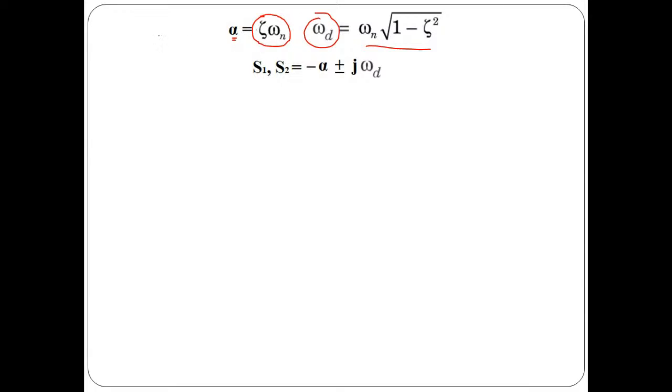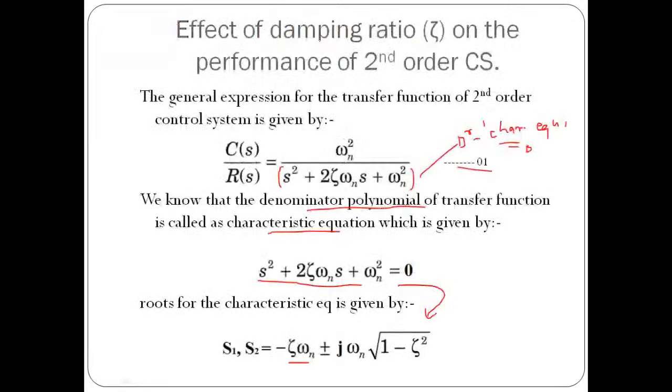So here, to find this, we apply the simple logic of roots of quadratic equations, like minus b plus minus under root b square minus 4ac divided by twice a. That formula we have implemented to find the roots of that equation. That's it. Here we indicate alpha as zeta omega n and omega d as omega n under root 1 minus zeta square, where omega n is the natural frequency of oscillation, zeta is called the damping ratio, and omega d is the damped frequency of oscillation, that we already know.